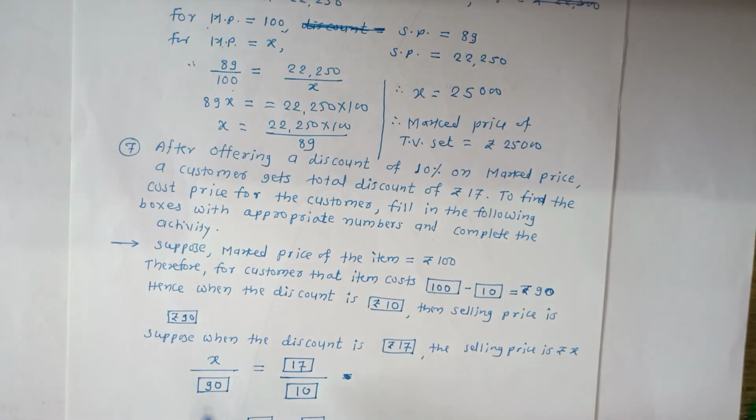Here X upon 90. X is a selling price and 90 is a selling price for mark price 100. So selling price upon selling price. This 17 is a discount and this 10 is a discount when we take the mark price 100. So this ratio, selling price upon selling price, is equal to discount upon discount. From this we can find the value of X, the selling price there.